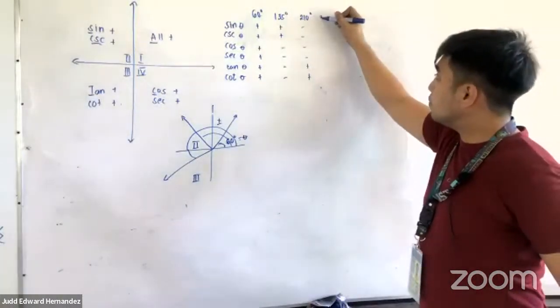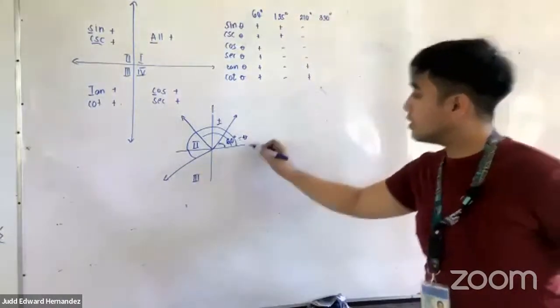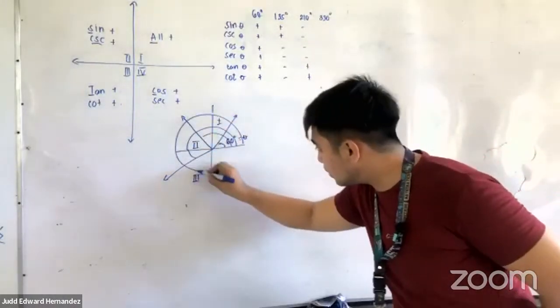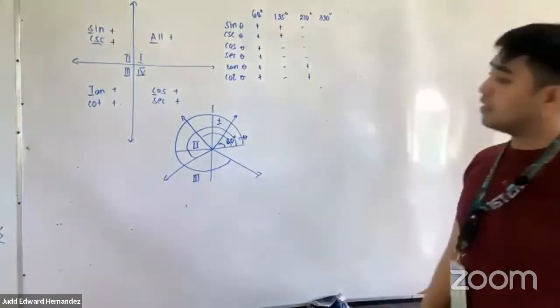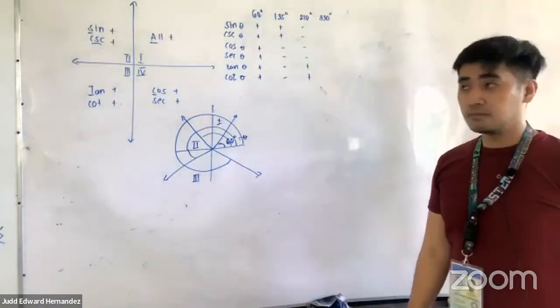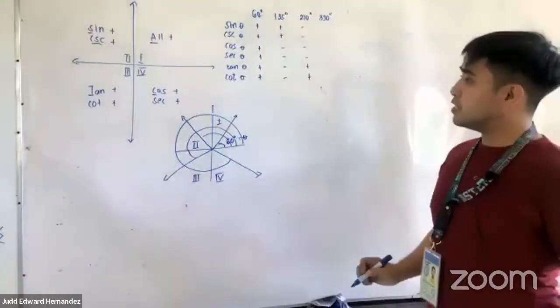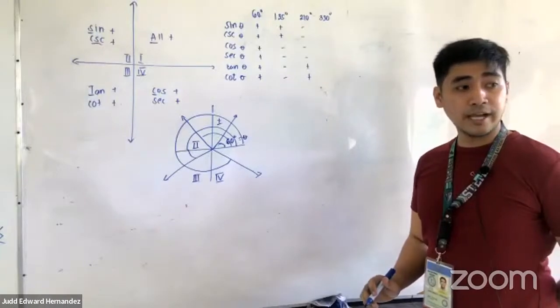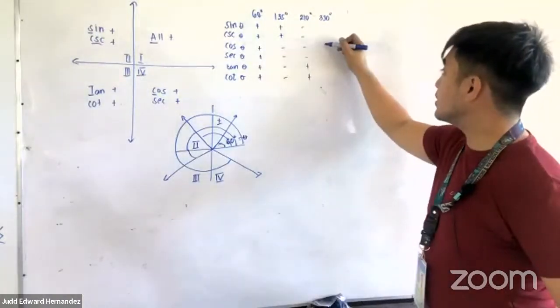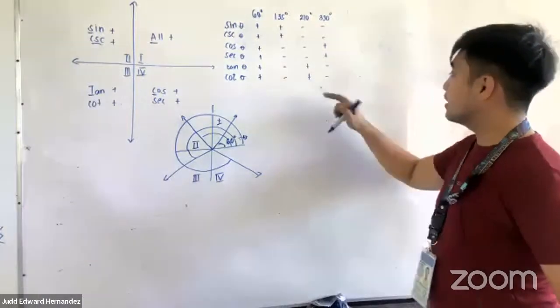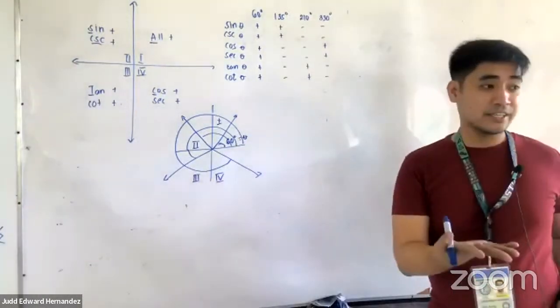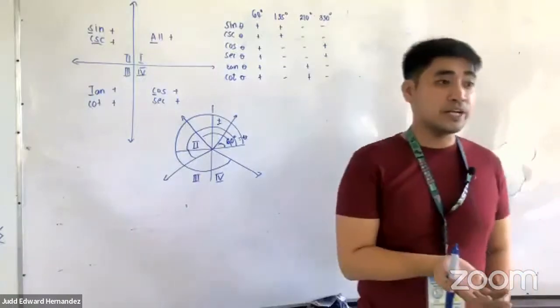Okay, what if we're given 330 degrees? And 330 degrees is this one. Saan natin natagpuan si 330 degrees? Fourth quadrant. Sa fourth quadrant, sino lang daw yung positive? Cosine and secant. So si cosine at si secant lang daw yung positive and all the others are negative. Are we clear? Maliwanag po yung pagkuha natin ng table of signs. Ulitin lang natin.